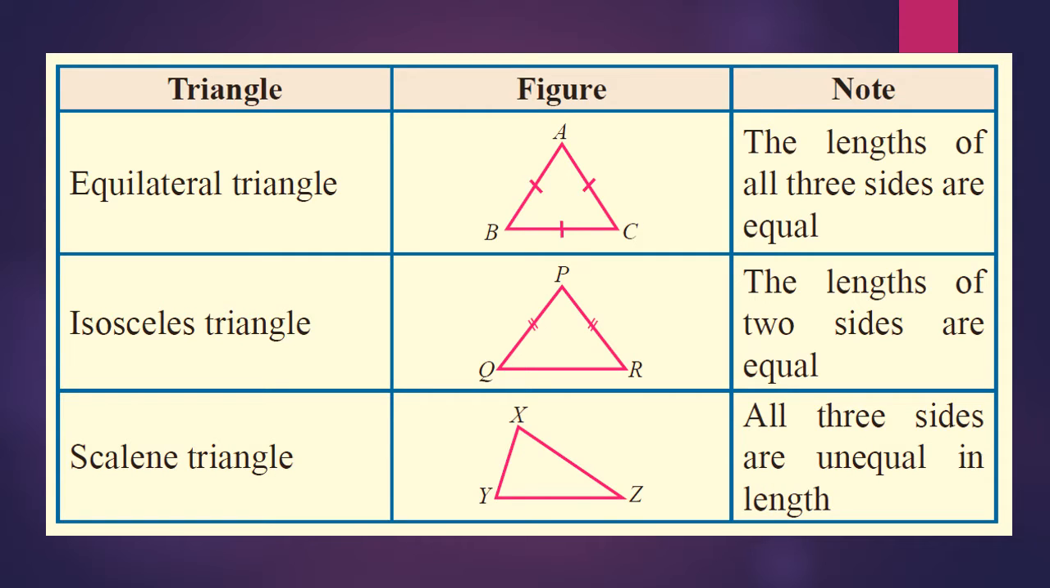Now we'll refer to this chart. Equilateral triangle, all three sides are equal. Isosceles triangles, the lengths of two sides are equal. Scalene triangles, all three sides are unequal in length.